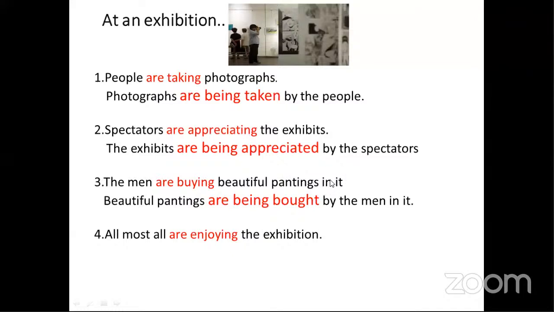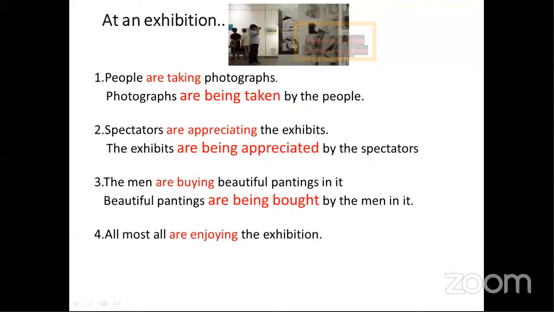That day I told you, if there's a preposition like this, in, on, at, with that preposition, the latter part we can consider as the rest of the sentence. Okay, right. Then beautiful paintings, that's the subject of our passive voice. So what's the be verb then? Are. Beautiful paintings are. Can we forget this being? No, we can't. Being. Then what's the past participle verb of this buy? That is bought, not brought.